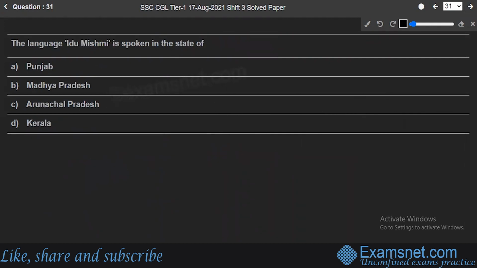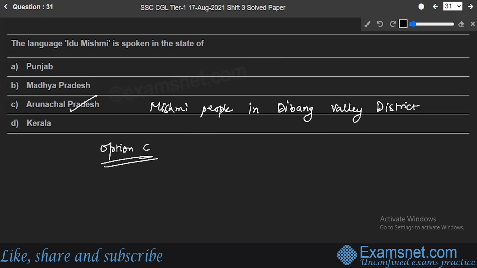Next question, number 31. The language Idu Mishmi is spoken in the state of Punjab, Madhya Pradesh, Arunachal Pradesh, or Kerala. Well, this language is spoken in Arunachal Pradesh. That's option C. Idu Mishmi language is spoken in Arunachal Pradesh. It's a small language spoken by Mishmi people in Dibang Valley district, Lower Dibang Valley District, Lohit District, East Siang District, Upper Siang District of Arunachal Pradesh, and Zayu county of the Tibet Autonomous Region, China. It's considered an endangered language. Option C is the correct answer to our question.